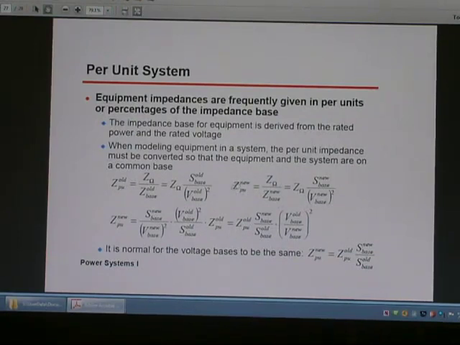In this, Z0 per unit new is equal to Z0 multiplied by new base divided by V square new base. Also, the new per unit can be calculated this way. This is the equation relationship between the old Z per unit and new Z per unit.